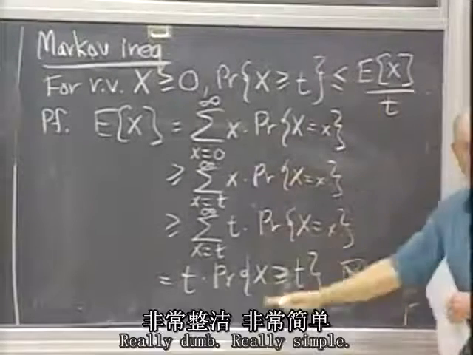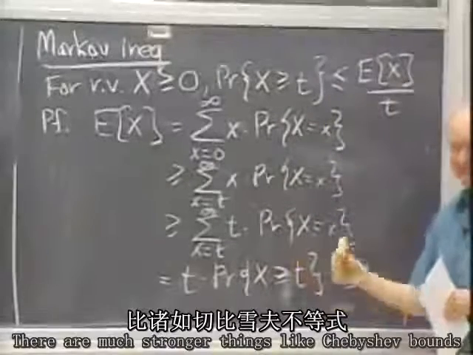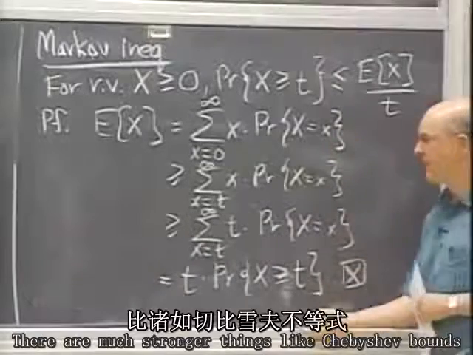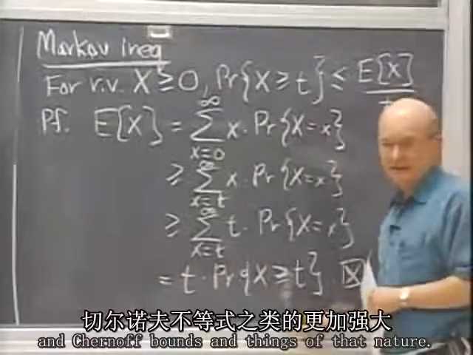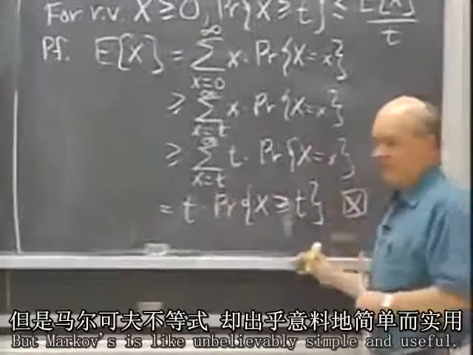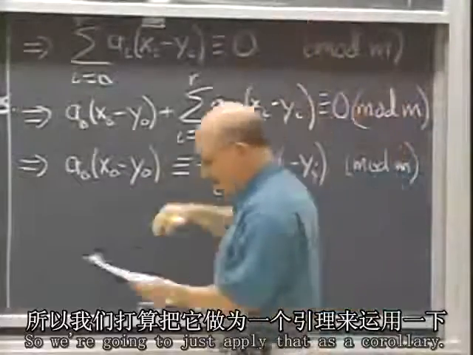So that's Markov's inequality. Really dumb, really simple. There are much stronger things like Chebyshev bounds and Chernoff bounds and things of that nature. But Markov's is unbelievably simple and useful. So we're going to just apply that as a corollary.